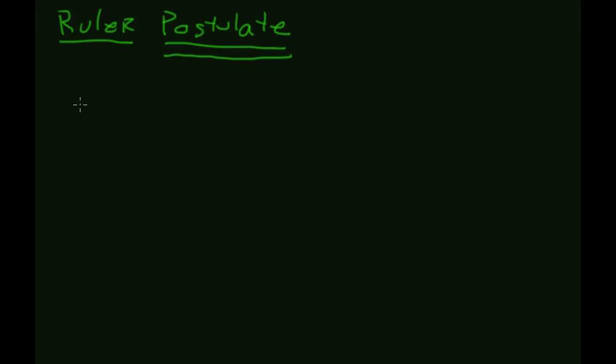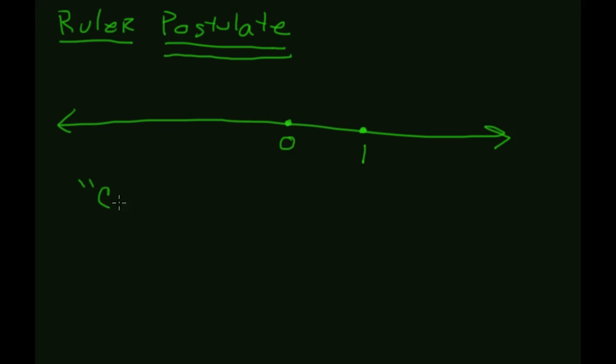Okay, so the ruler postulate says this. If I have a line, and I pick some point on that line, and I call it 0, and then I pair another point on that line with 1, then my argument is that I have now given a numeric value, a real number value, to every single point on that line. So I've basically created a coordinate system.